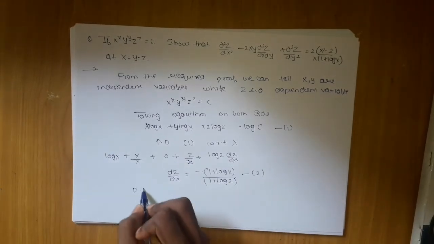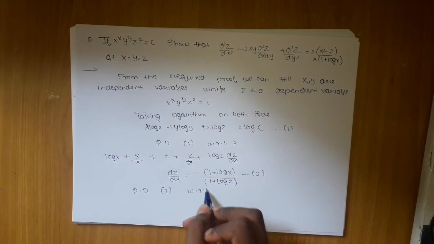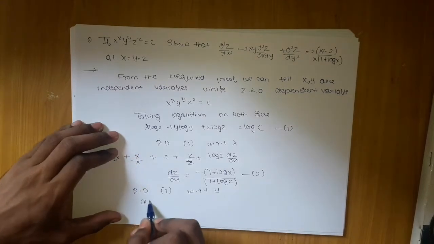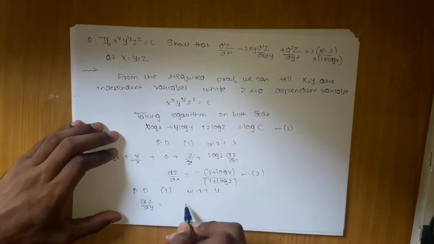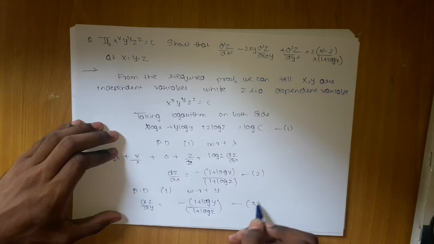Then now partially differentiate 1 with respect to y. If I partially differentiate 1 with respect to y, I am going to get a similar thing: dou z by dou y will be nothing but minus 1 plus log y the whole by 1 plus log z. Call it 3.